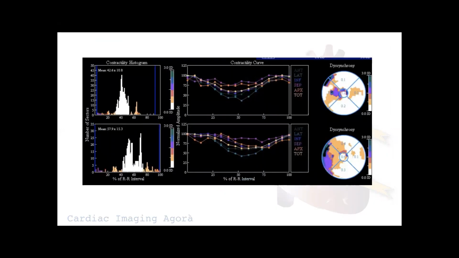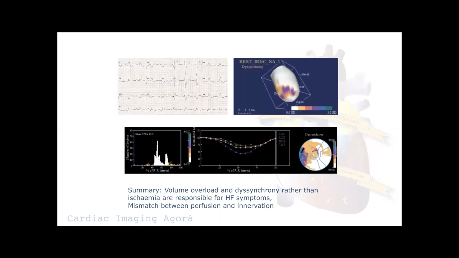Moreover, you can find here there is a big difference in terms of dyssynchrony. So this is an intraventricular dyssynchrony in this heart. It is a big amount, quite an extensive dyssynchrony. So at the end, we can conclude that there is a volume overload with dyssynchrony rather than ischemia that probably are responsible for heart failure symptoms. And there is also a mismatch between perfusion and innervation with a lower reduction of MIBG.